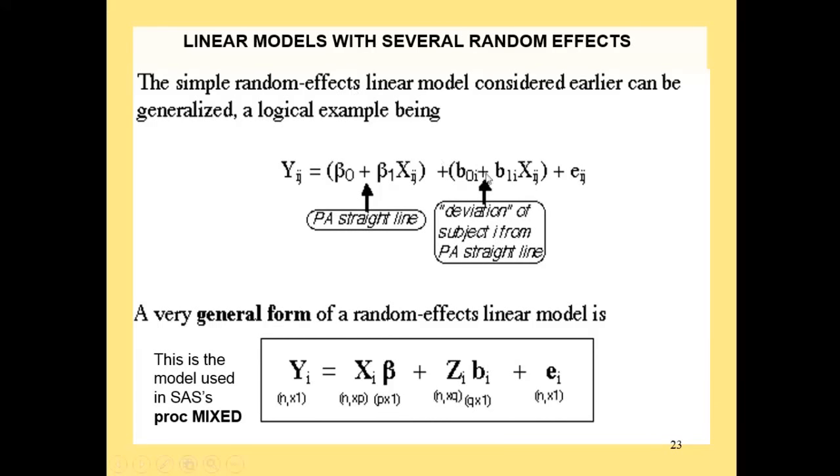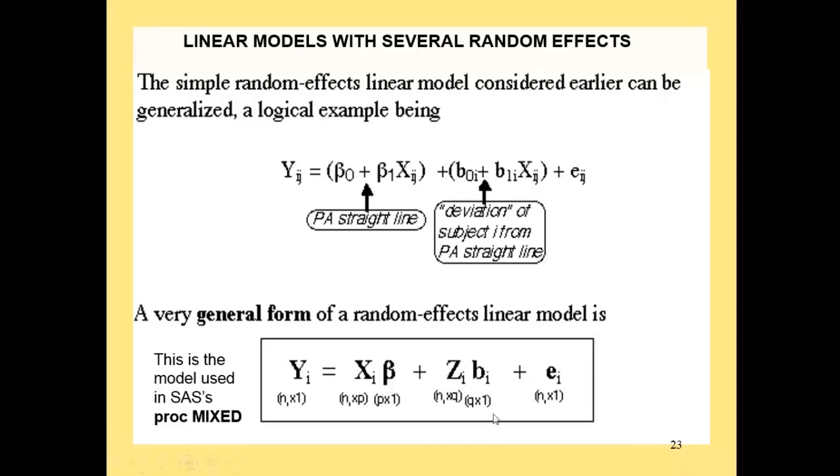Now, in this model, we've added in a random slope, b1i xij. So now we've got two random effects. We've got a random intercept, b0i. We've got a random slope, b1i. Here it's just one random slope, but there's no reason we only have to do one. We could do more than one, but you have to estimate more and more parameters, and sometimes that gets difficult.